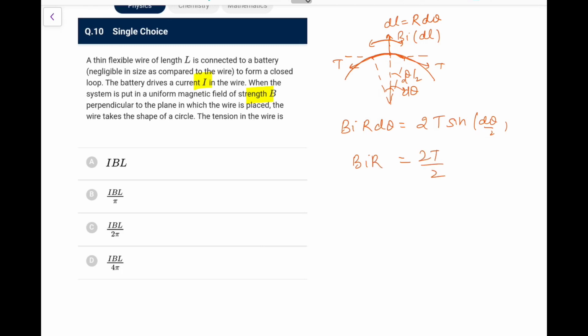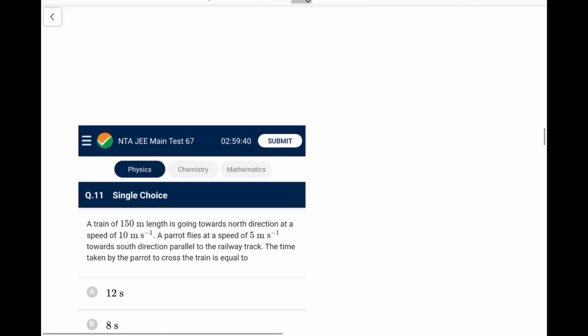So what we get now is tension equal to BIR. And what is R? We know the total length 2 pi R is equal to L, so R is equal to L by 2 pi. So we get BIL by 2 pi. Go for option C, that is the appropriate one here. This is a very common concept, you all should know this.